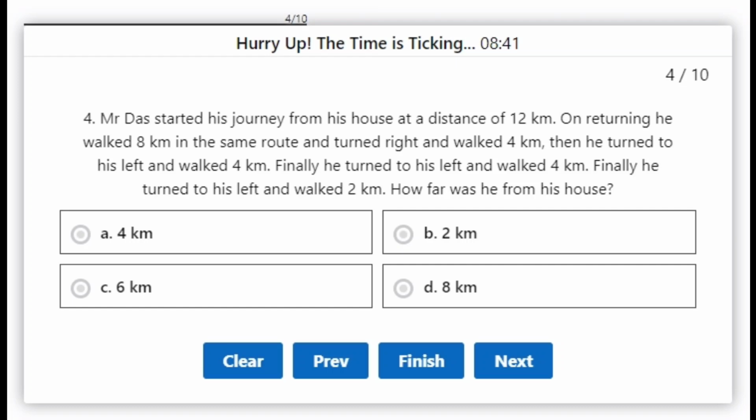He turned to his left and walked 4 kilometers. Finally, he turned to his left and walked 2 kilometers. How far was he from his house? And the options are option A 4 kilometers, B 2 kilometers, C 6 kilometers, and D 8 kilometers.